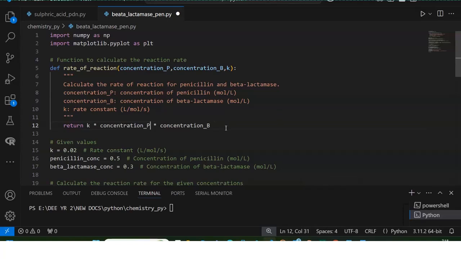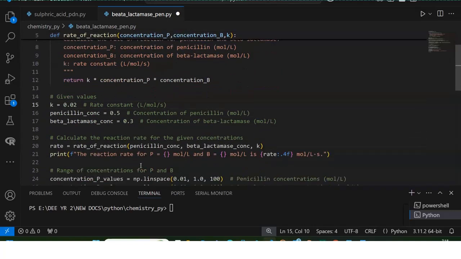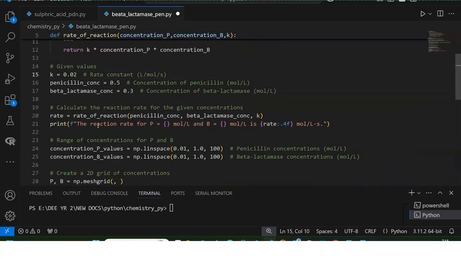So from there, we shall initialize the values as we have been given: 0.02, then 0.5 for penicillin concentration, and beta-lactamase concentration is 0.3. Then we are going to be looking at the rate, which represents the rate of the reaction that takes in the penicillin concentration and beta-lactamase concentration. That is what has been initialized.